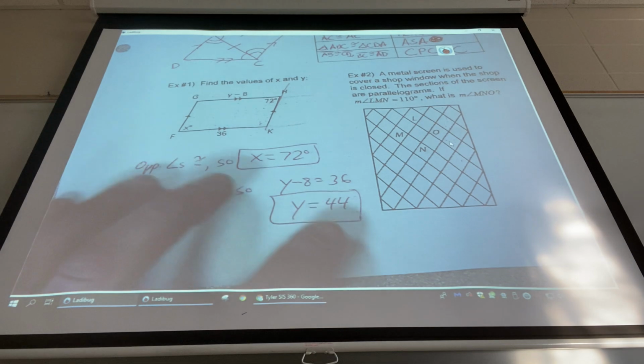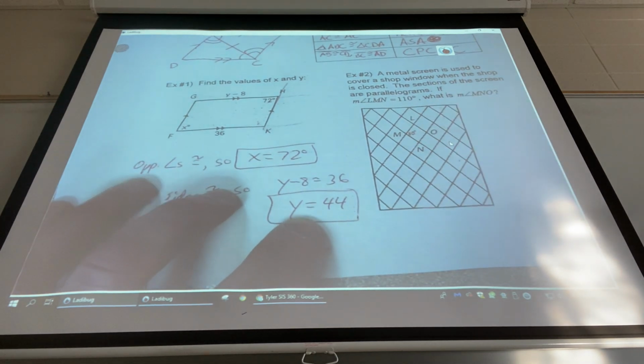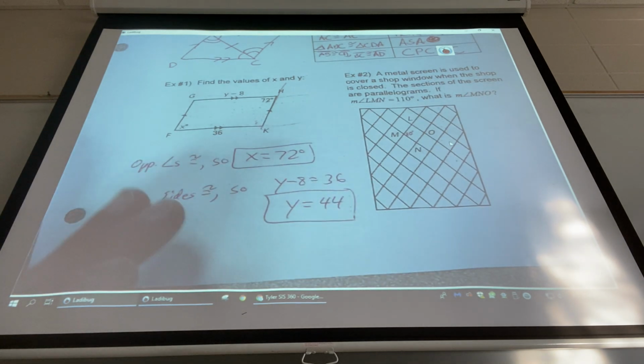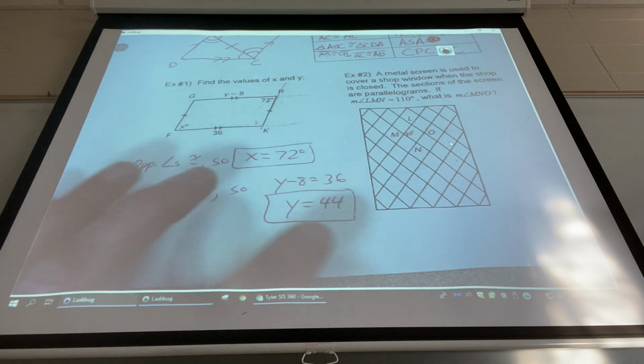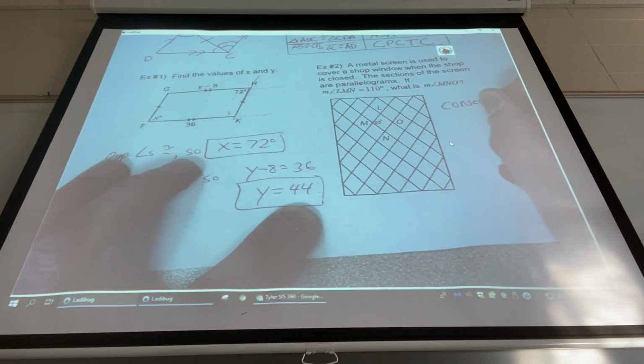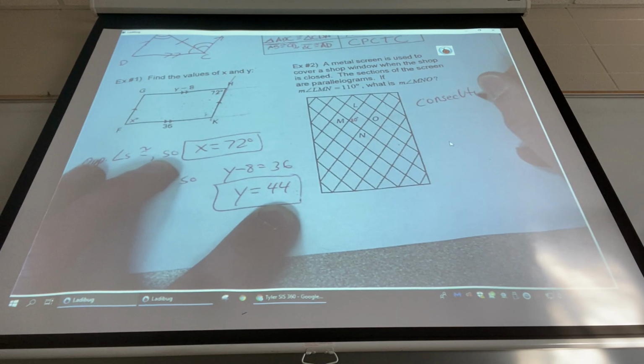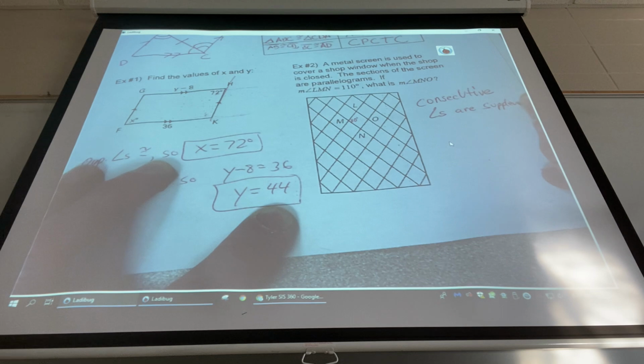Based off of what I just told you, if angle LMN is 110, what's the measure of angle MNO? 70 degrees. Go ahead and get this down. Consecutive angles are supplementary. So 180 minus 110 gets us 70 degrees.